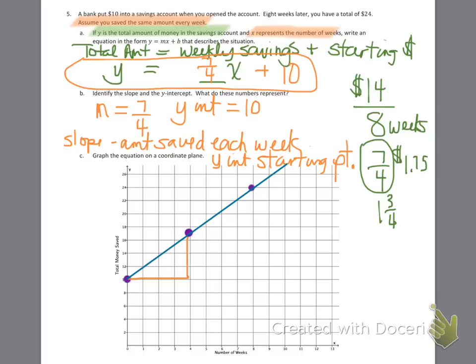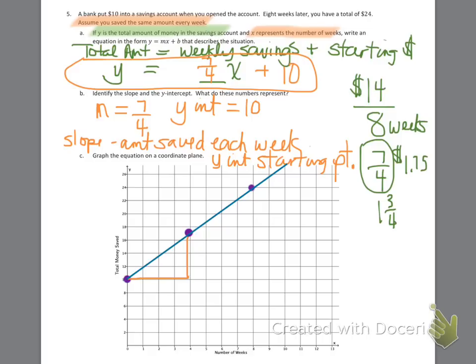Okay, so we have one more question here. It says, could any other line represent this situation? For example, could a line going through the point (0, 10) with a slope of 7/5 represent the amount of money you saved each week? Explain.